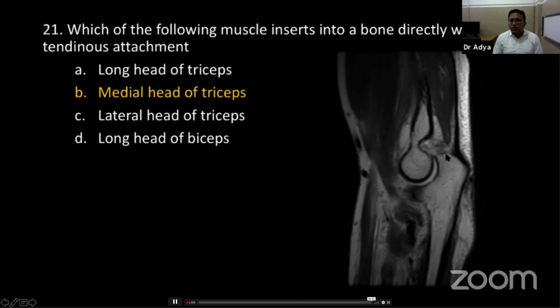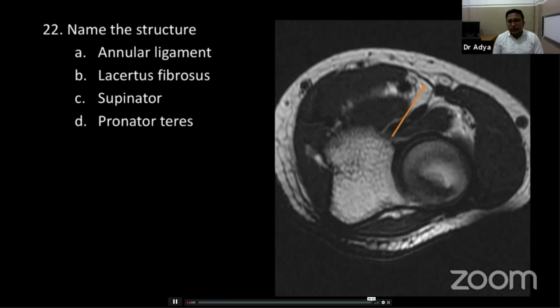So this is of clinical significance because if there is a tear of the triceps tendon, which is traversing only this tendon, but not this medial head of triceps, then it won't lead to that much of a muscle retraction. Because this medial head will be attached to the olecranon process through its direct attachment. So the answer is B, medial head of triceps. Now, 22, name the structure. A, annular ligament, B, lacertus fibrosus, C, supinator, or D, pronator teres.